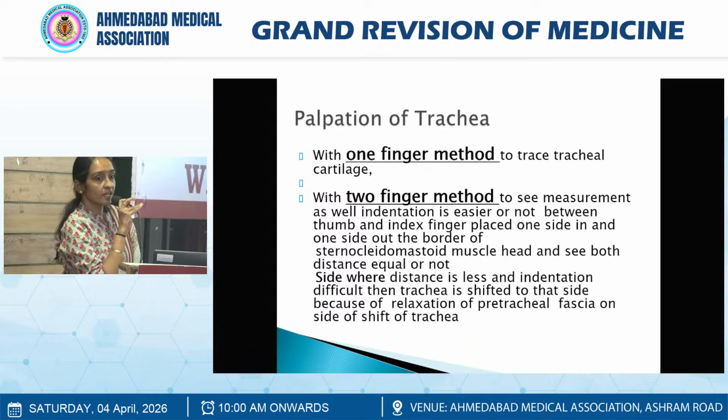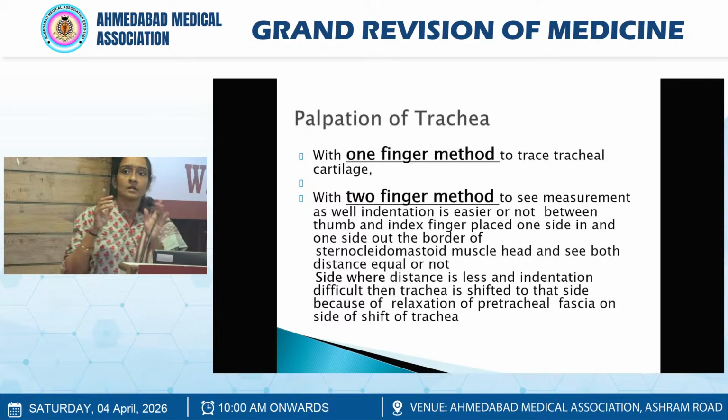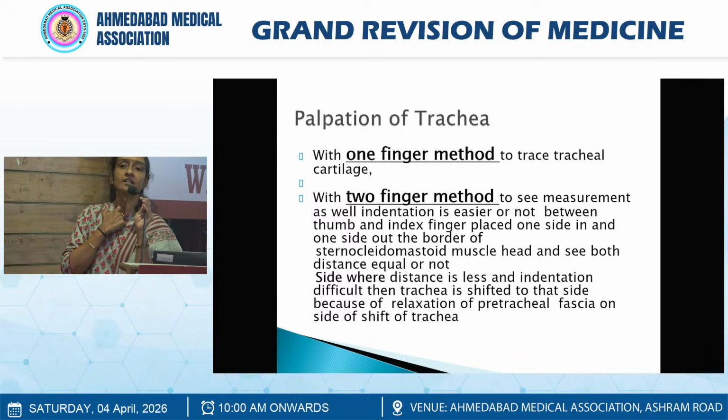Palpation of trachea again. One finger method, two finger method. How to go? One finger method. Again, ask the patient to extend the neck a little bit. Palpate the tracheal cartilages and trace it downwards. Whether you are able to trace it normally or not. If it is deviated, you may not. On one side it will be hollow.